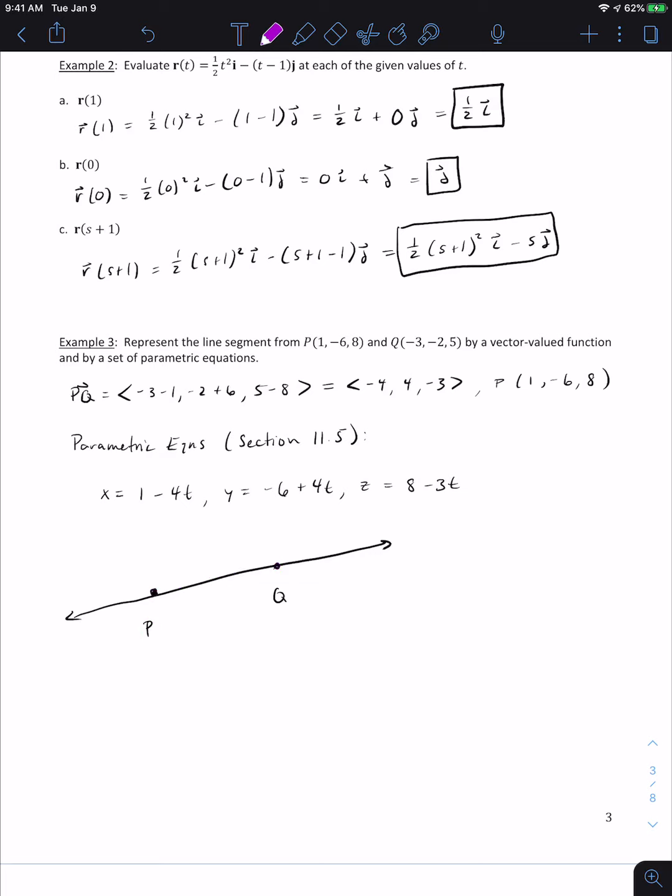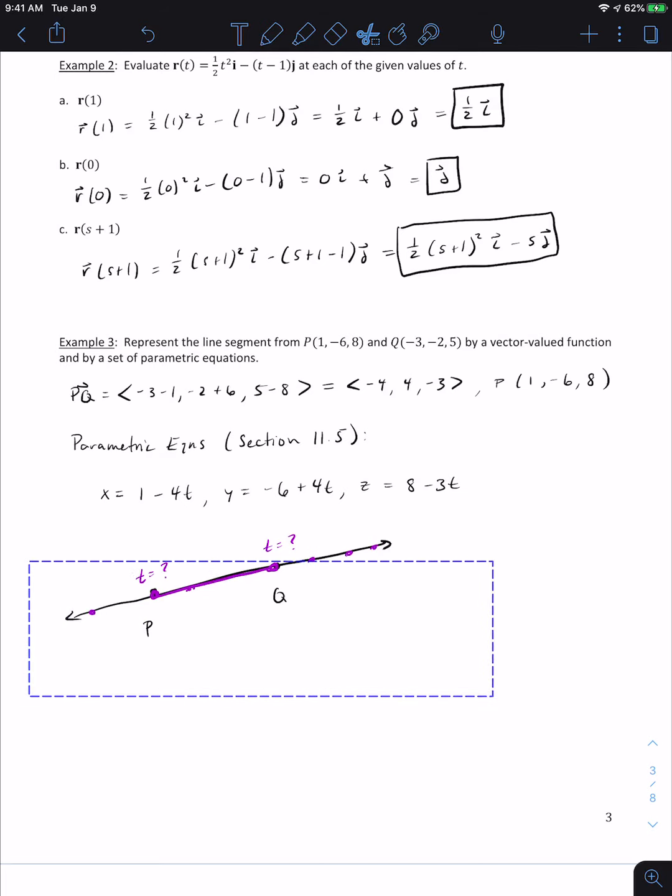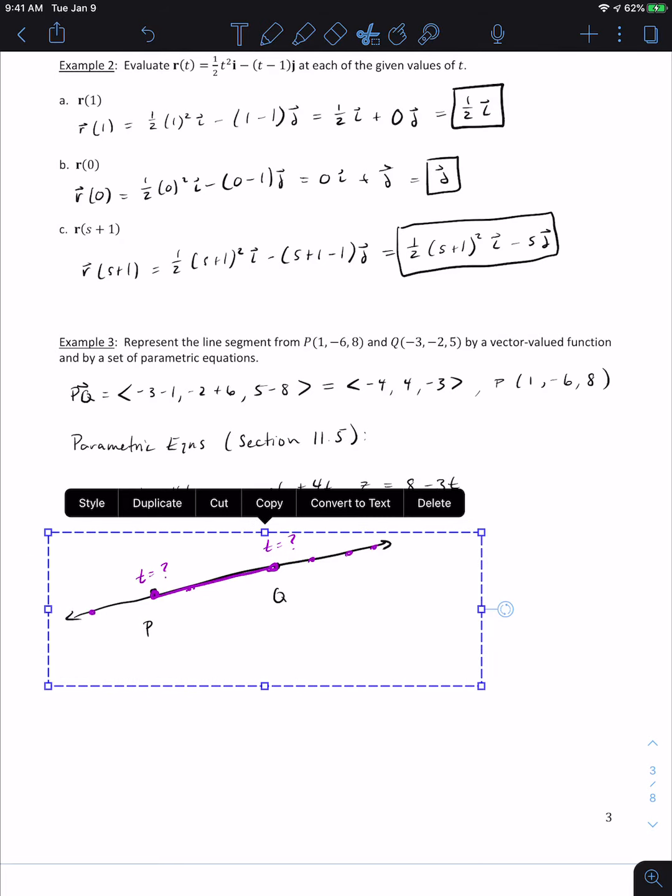But remember, that's not what we want. We really just want this line segment from P to Q, right? This happens at a certain t-value, and this happens at a certain t-value, right? Because every one of these points that's on the line happens at a certain t-value that I plug in to these x, y, z equations. So what I need to do is find the t-value that corresponds to the first point, P, and find the t-value that corresponds to the second point, Q, right? So that's the idea here.